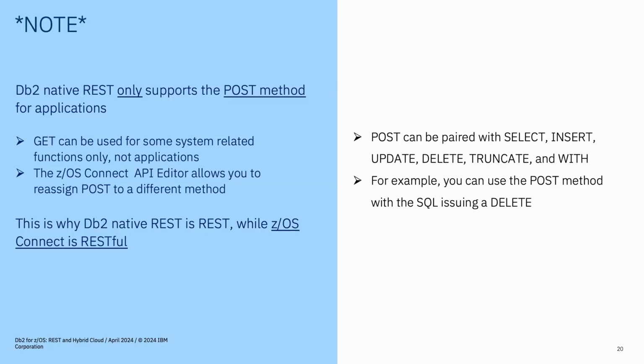So with DB2, you can pair this POST method with those SQL terms. So if you wanted to delete customer number 235 using DB2 native REST, it would actually POST with the URL a SQL DELETE to delete that record. So that's how DB2 native REST navigates using REST APIs.